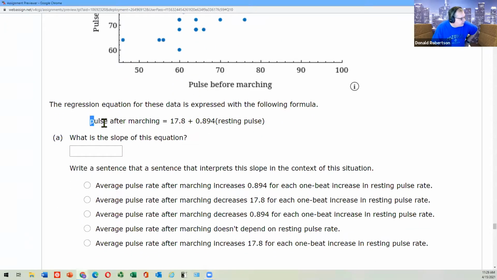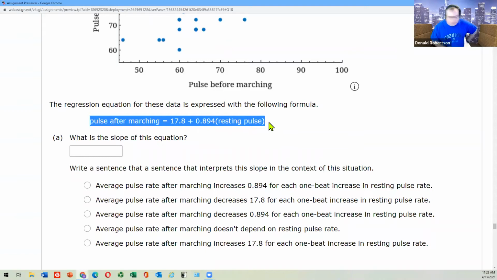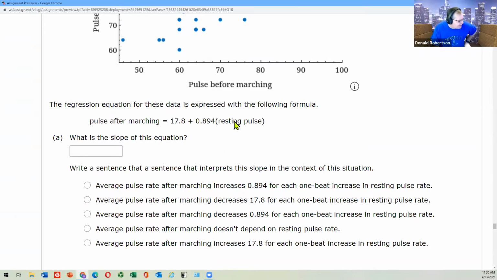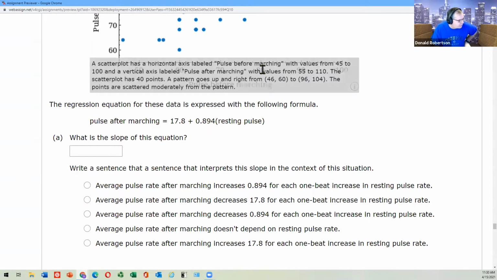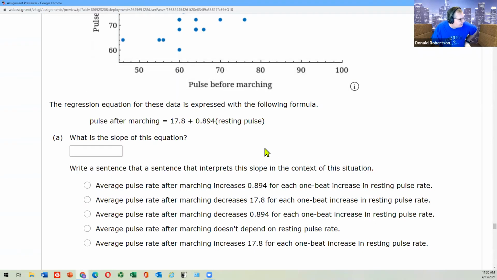Now, do you see here they gave us the formula written the way I like it, with words, so it makes more sense. So in here, you plug in what the resting one is, like 80 or 50. And then if you plug it into here, it will tell you what the marching pulse rate would be. So when it says what's the slope of this equation, isn't it just a matter of knowing where to look?